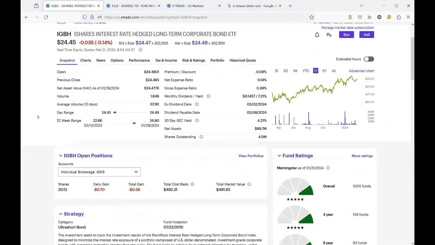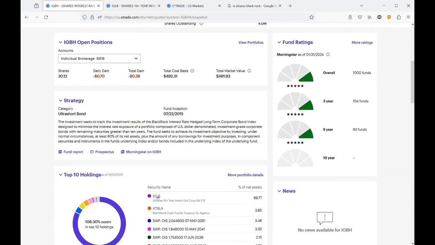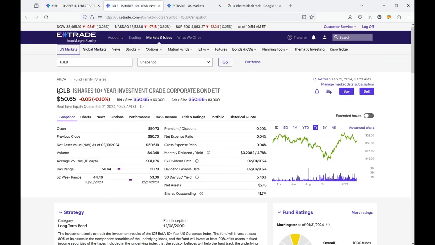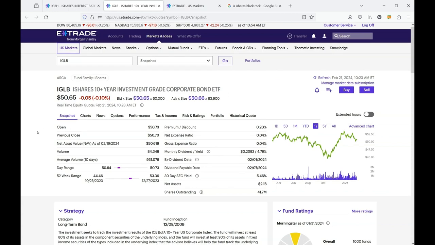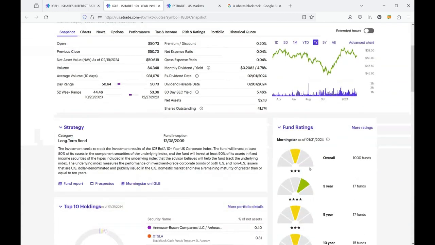So let me get back on track and take you over here to this IGLB. So this is IGLB, and it's the corporate bond ETF. And when we look at the Morningstar rating for this fund, this really doesn't make sense, because this fund is only 3 stars and the other fund was 5 stars and 90% of its holdings are in this fund. So you get my drift on this, I'm sure.